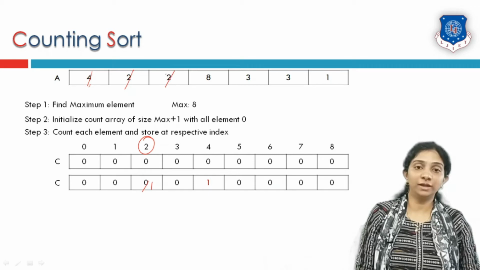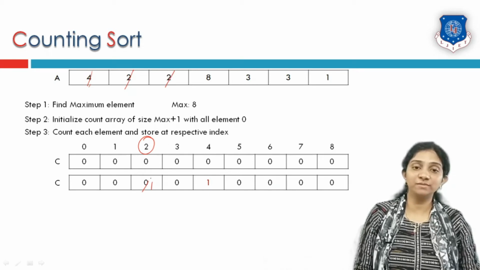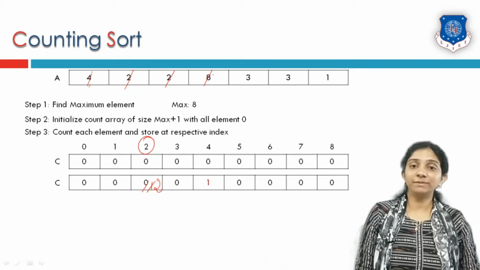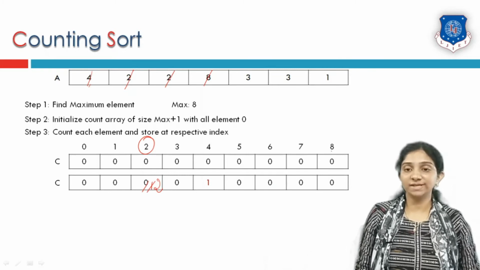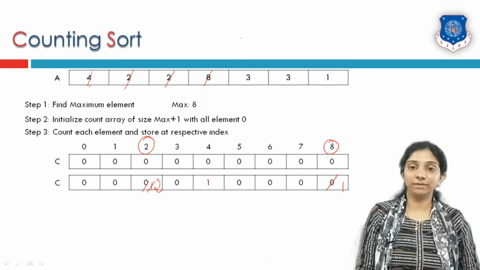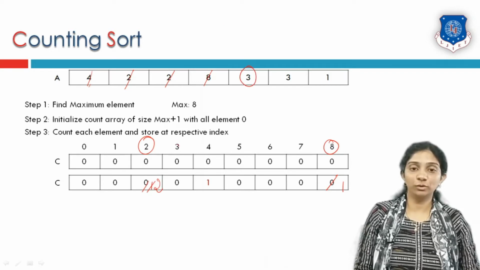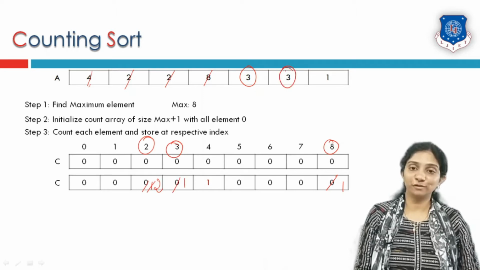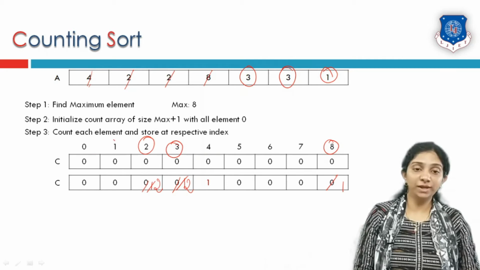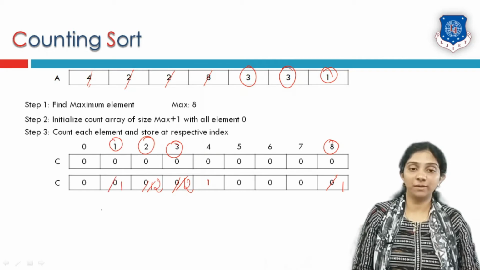Take the third element. It is also 2. Again we will go to index number 2 and increment its count by 1. Previously it was 1, now it will be 2. The next element is 8. So we will go to index number 8 and increment its count by 1. The next element from input is 3, so go to index number 3 and increment its count by 1. The next element is also 3, so go to index number 3 and increment its count by 1. The last element is 1, so go to index number 1 and increment its count by 1.